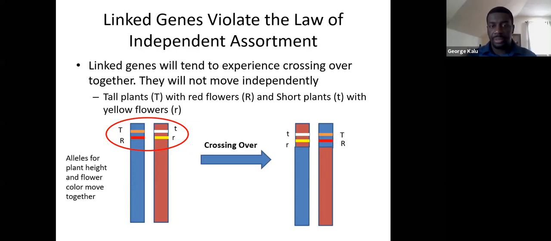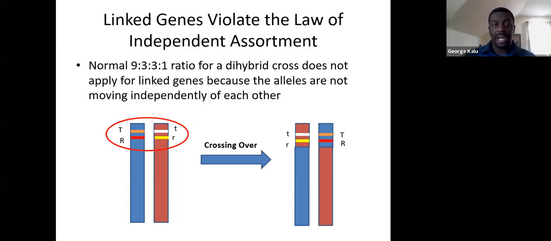All right, so again, they're just located physically close to each other, so they undergo crossing over. That would violate the law of independent assortment. So again, if we're looking at two different genes, we're going to be looking at a dihybrid cross, and that would be where we have our Punnett square with 16 boxes. Normally, if the law of independent assortment is not violated, if all of our genes are being inherited independently of each other, then we should see a 9:3:3:1 ratio.